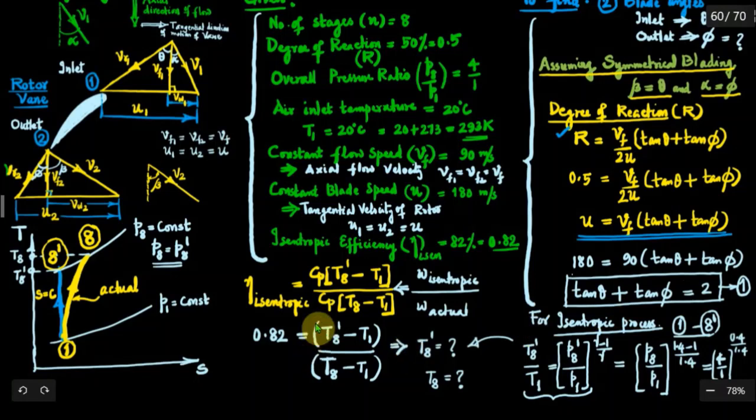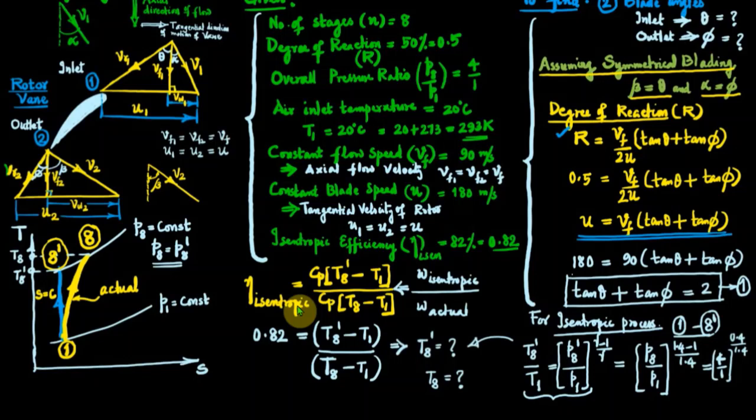Now you consider the isentropic efficiency expression in terms of static temperatures. How do we apply the condition for static temperatures? You have to assume that the absolute velocity of flow at inlet to the compressor is equal to the absolute velocity of air that is coming out of the compressor after the 8 stages. Remember, I am talking about absolute velocity.